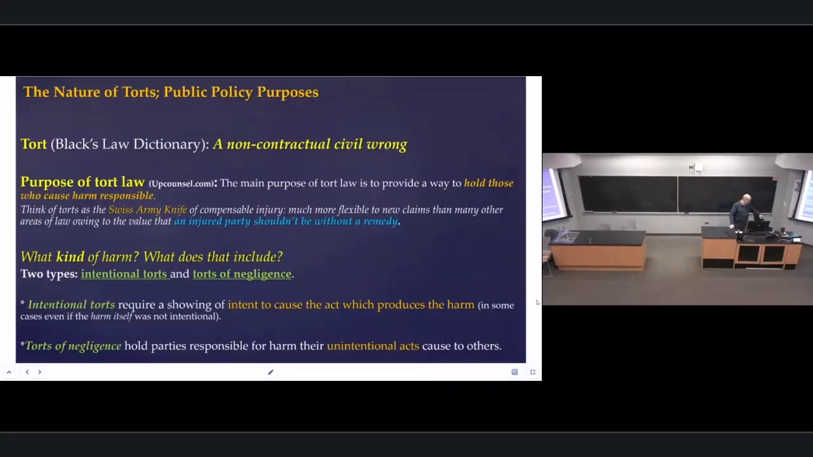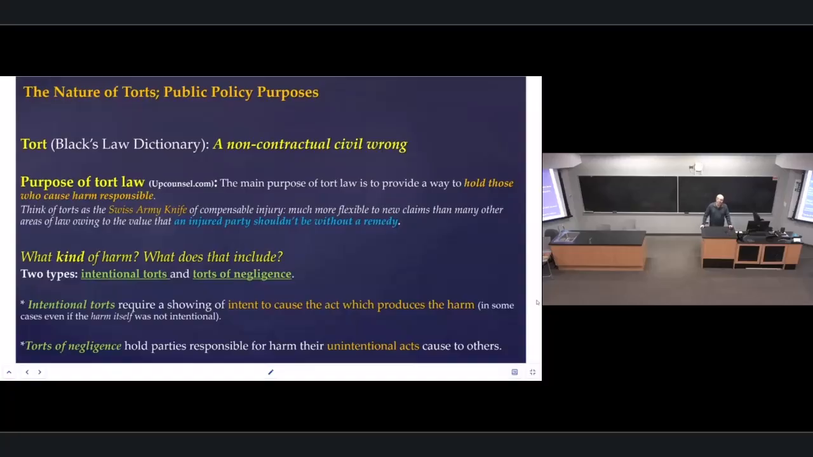What kind of act? Our old friend Black's Law Dictionary has this very simple definition of a tort. It is a non-contractual civil wrong. And there are two important things to get out of that very simple definition. Thing number one, we know it's a civil wrong. It's not a criminal act. It's not something that the state will prosecute you for and throw you in jail.